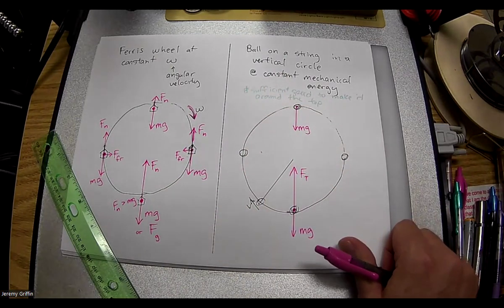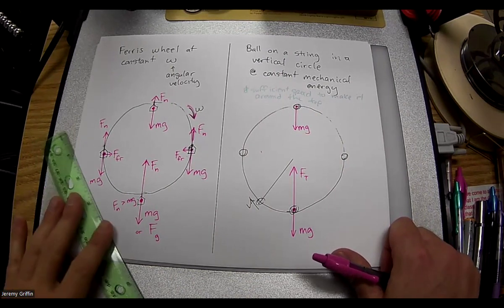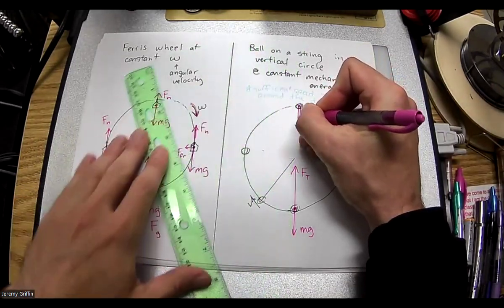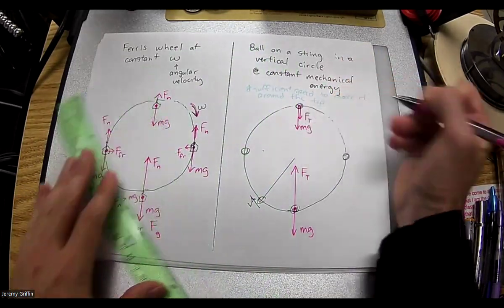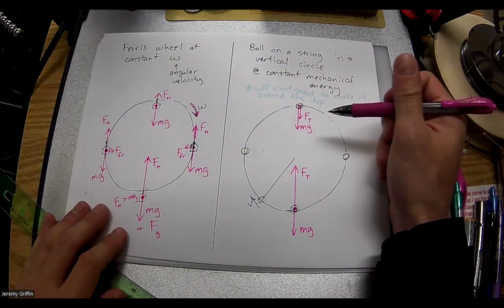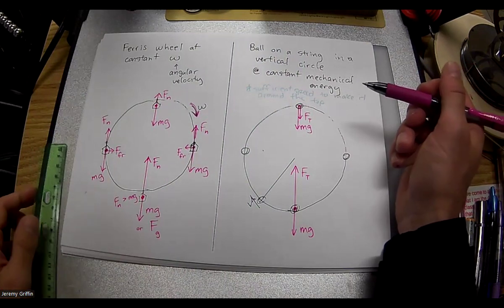Do you guys think that there's some tension in that string? Hey guys, which way does the tension pull on the ball? Down. Yeah, F sub T. The tension's pulling down, right? Is there any upward acting force on that ball? No, there's no upward acting force. The tension is pulling down.